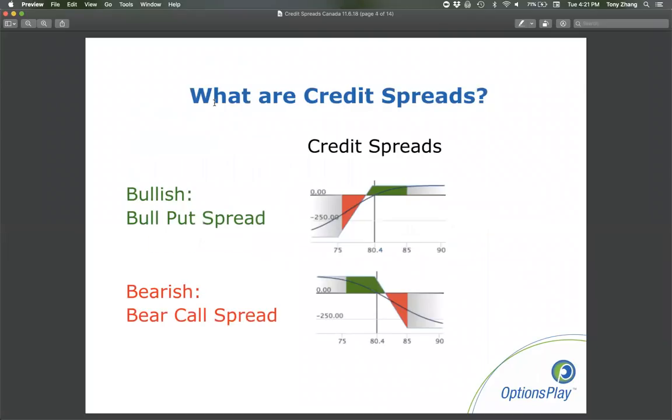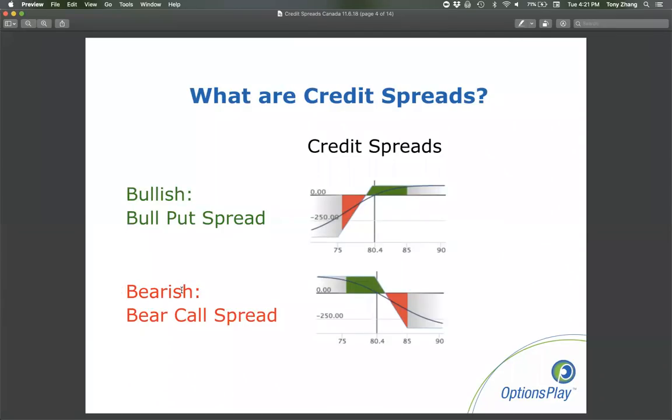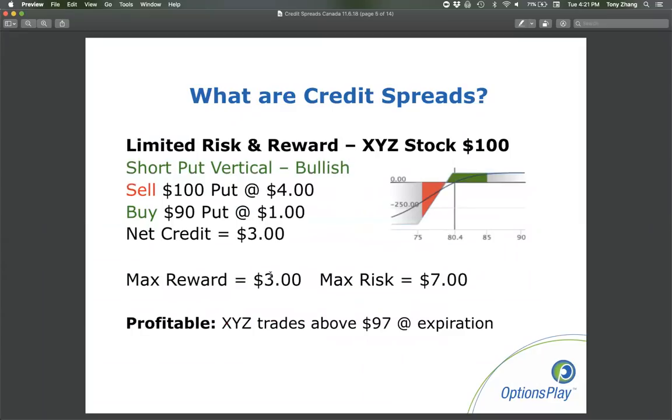So today we're going to be talking about what are credit spreads. Number one, there's two types of credit spreads that you can trade: bullish credit spreads, which is the bull put spread, or you can trade bearish credit spreads, or what we call a bear call spread. So what do these two mean? How do we break them down? That's what we're going to talk about here.